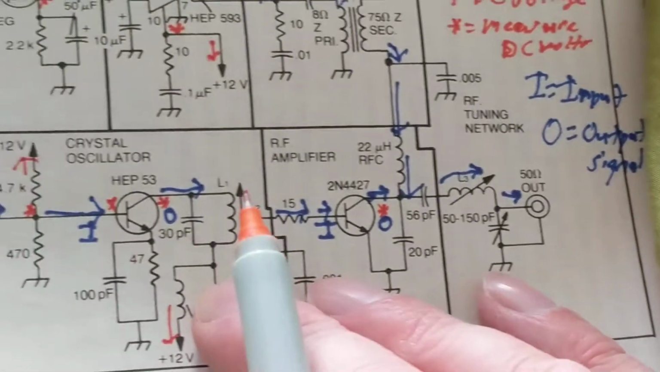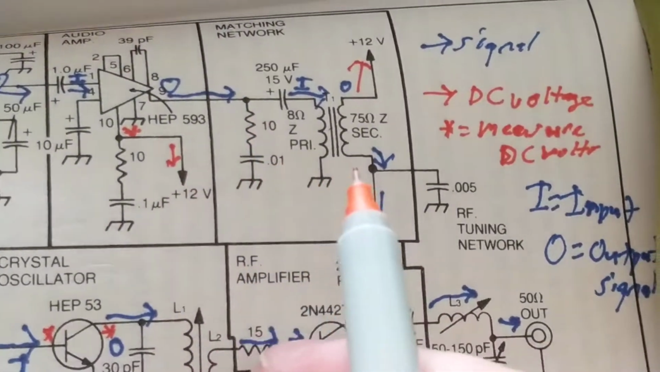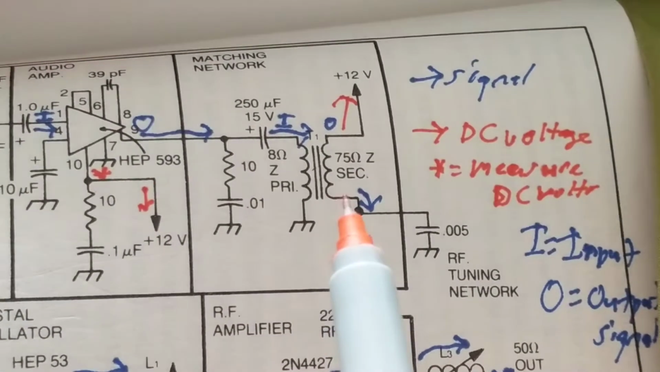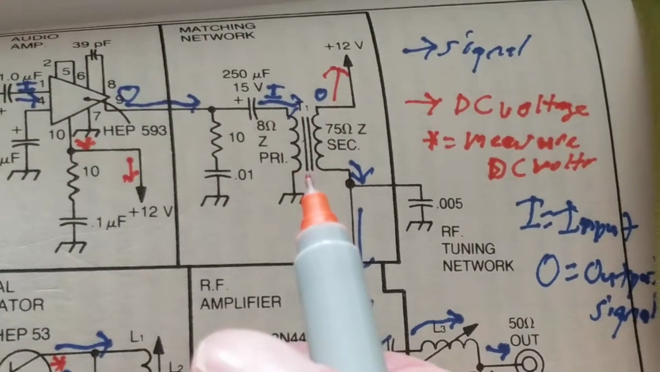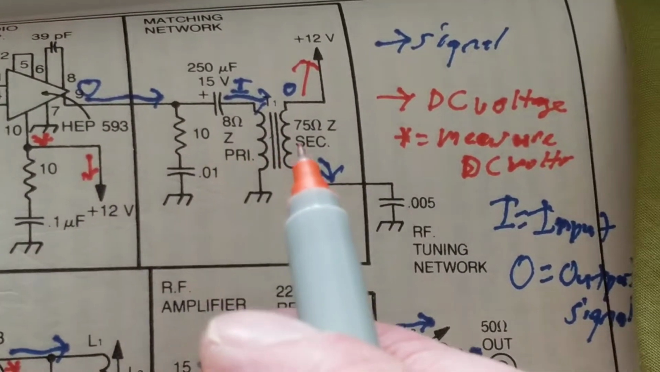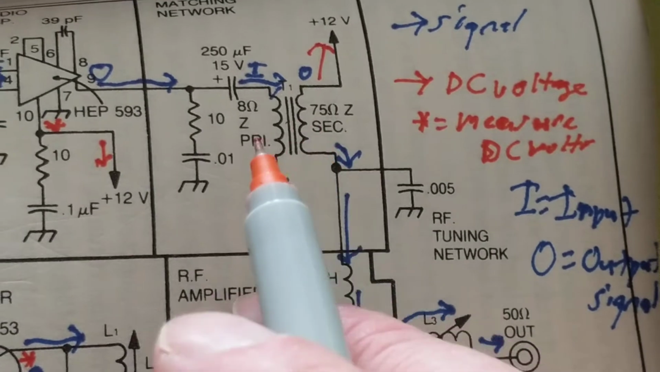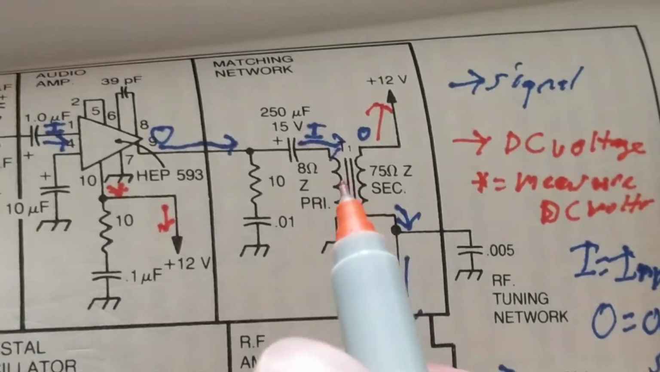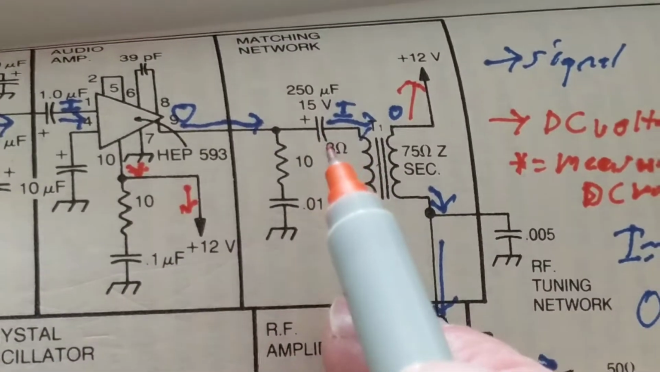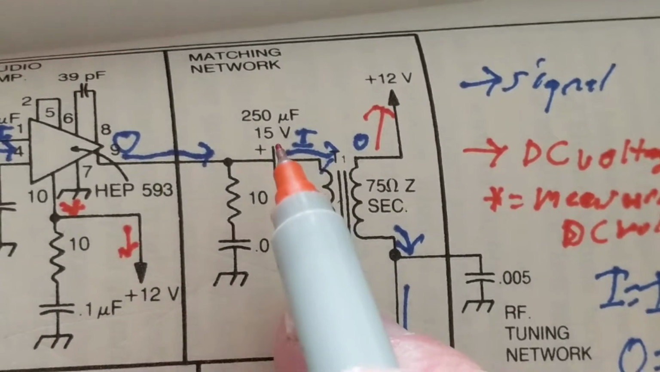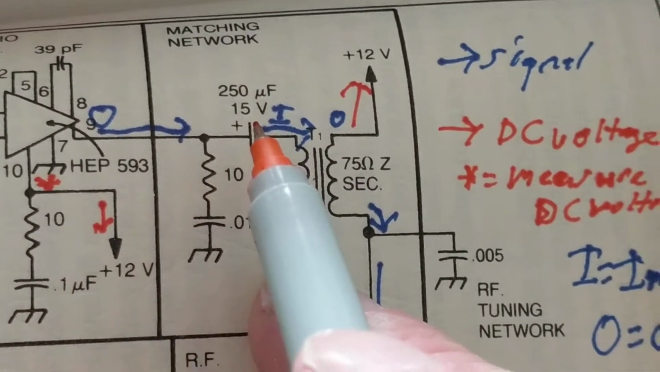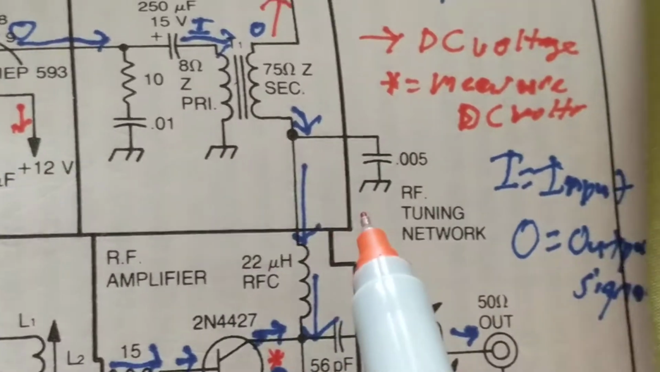So anyway, there are two things to remember. Let's zoom out. An amplifier. This is a matching transformer. So you see, this is 8 ohms over here. This is 75 ohms. This has higher impedance. Now, this over here is a capacitor with a working voltage of 15 volts. That's the voltage of it.